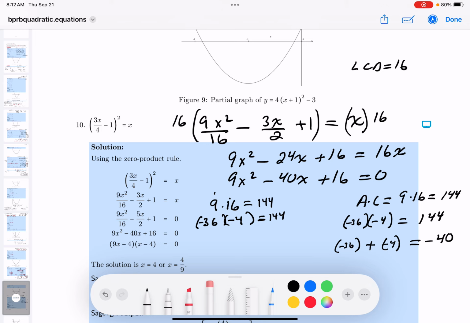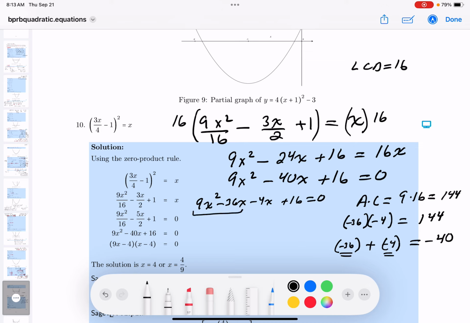Let me get my eraser out. I'm erasing this business over here. What I want to do is take the internal term, which is minus 40, and divide it into two separate parts. Let me write that down for you. So I'm going to write down 9x squared minus 36x, then minus 4x plus 16 equals 0.